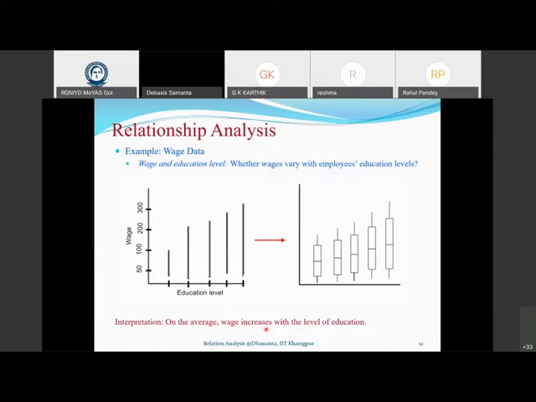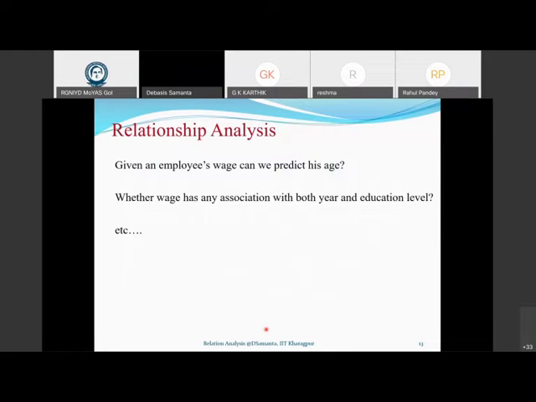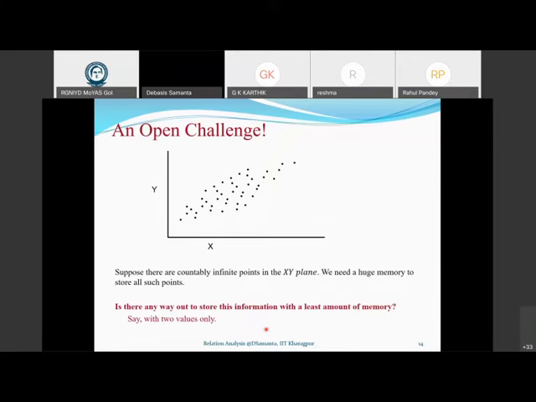And how is it increasing? It is not increasing as much as it is shown in the figure. It is increasing slowly, whatever it is here. So this is the scenario where relationship analysis is highly applicable. And there is a procedure by which we shall be able to obtain all this information. It is like this here.